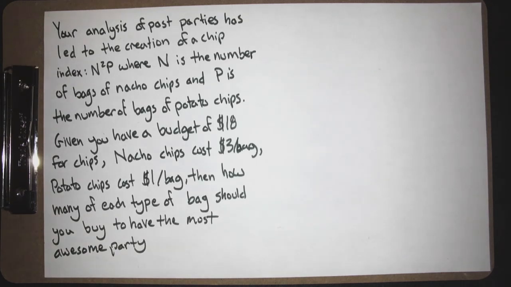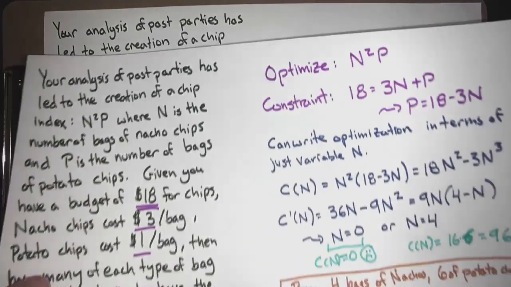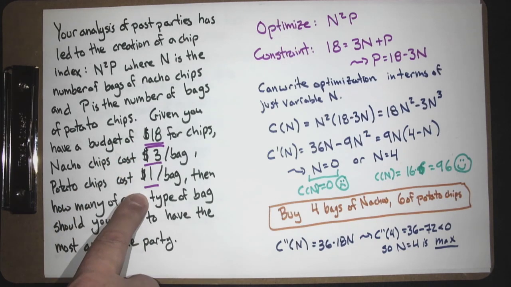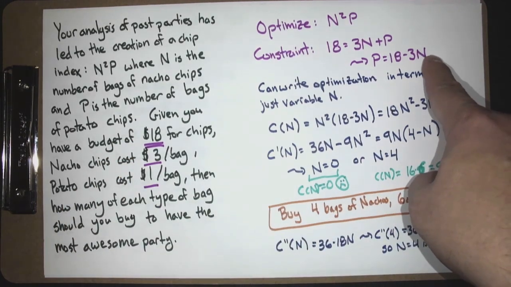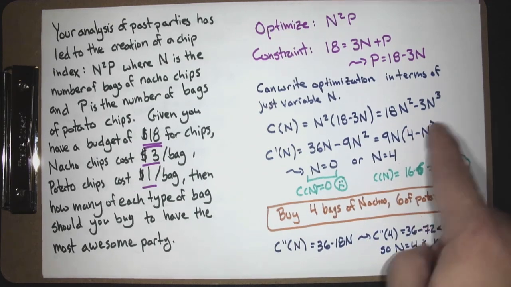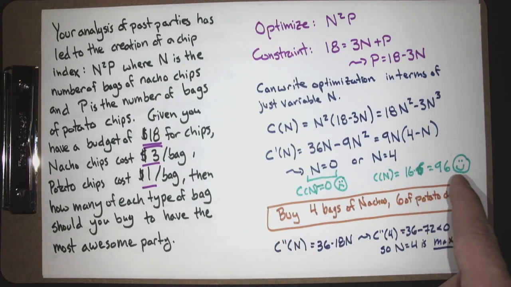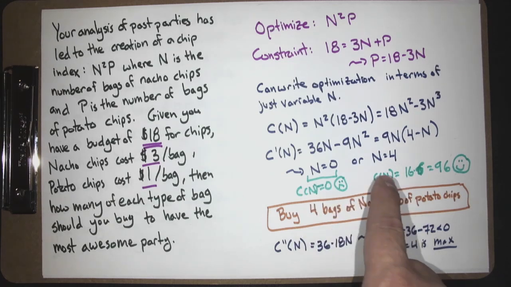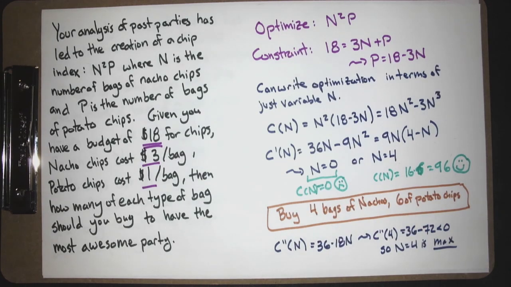4 nachos. Yes. Okay. So, we know what we're trying to optimize. We have our budget to work with. So that tells us that 18 equals 3n plus p. We can replace p in terms of n, get down to a single variable, take a derivative, set it to 0. Obviously, no nachos is a bad party. And so 4 nachos, that's a good party.